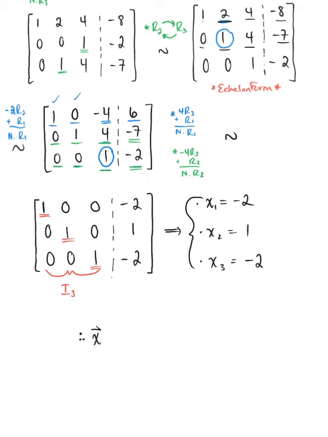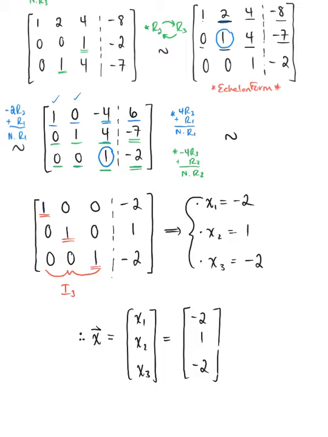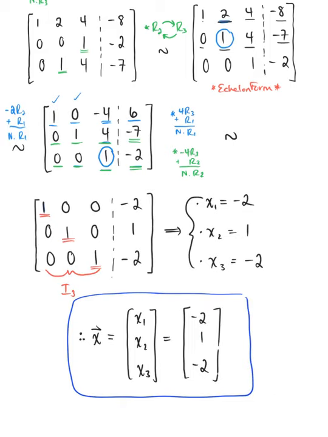So our general solution in its parametric vector form, or its vector form here, is the unique solution x sub 1, x sub 2, x sub 3, where x sub 1 is -2, x sub 2 is 1, and x sub 3 is -2. And so this is our beautiful final answer.